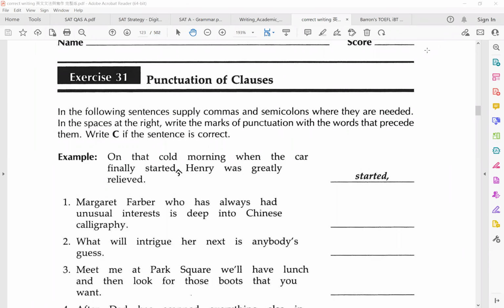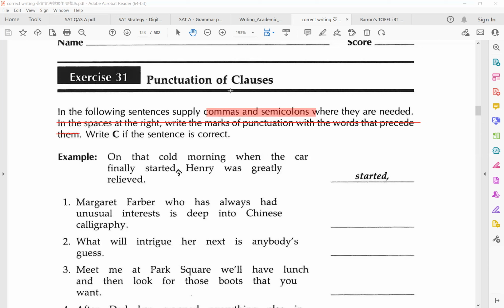All right, so this is a combination practice. We have to identify our clauses and punctuate them correctly. So let's take a look at the instruction. In the following sentences, supply commas and semicolons where they are needed. In the spaces at the right, write the marks of punctuation with the words that precede them. Actually, we don't have to do this, so I'm going to skip this part. And we can write, see if the sentence is correct.